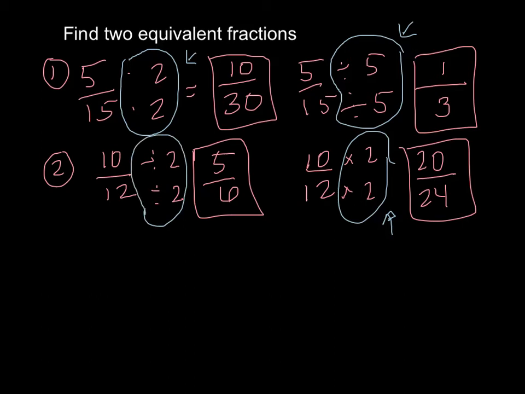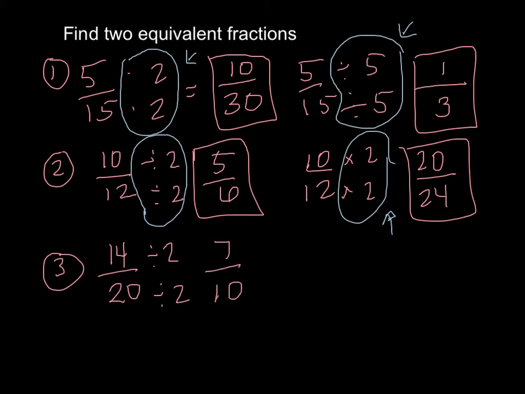All right, so let's try one more. 14/20. I see I can divide them both by 2. So I would get 7/10. Or I could take 14/20 and multiply them by 2. Again, you can pick any number. I'm just picking 2 because I can do it quickly in my head. I know 14 times 2 is 28, and 20 times 2 is 40. I can do that in my head.